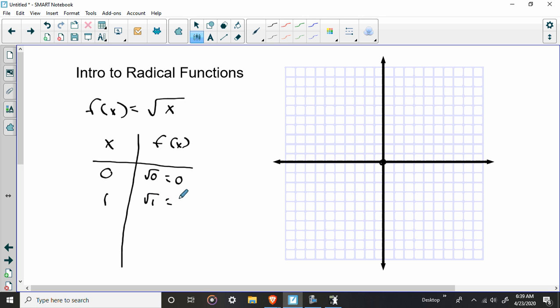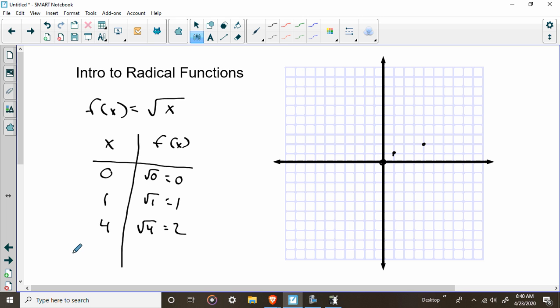Square root of 1 is 1. So 1, 1. Can I put in 2? No. Can I put in 3? No. Can I put in 4? Yes, because the square root of 4 is 2. So 1, 2, 3, 4, 1, 2.